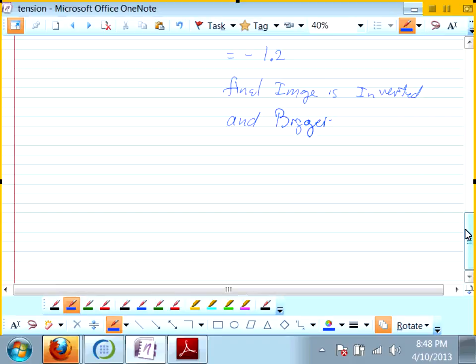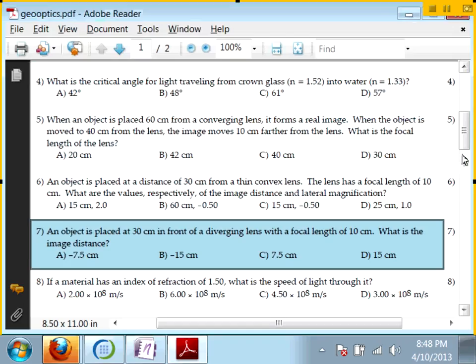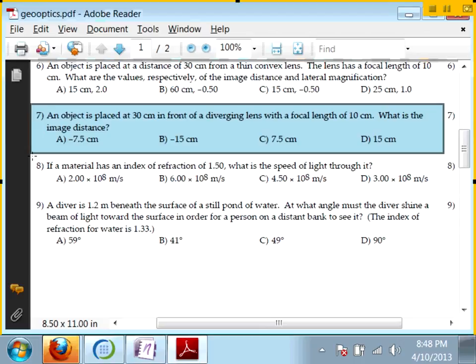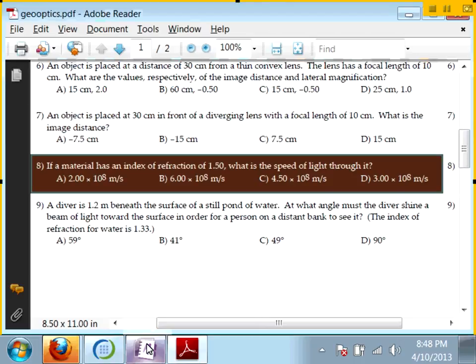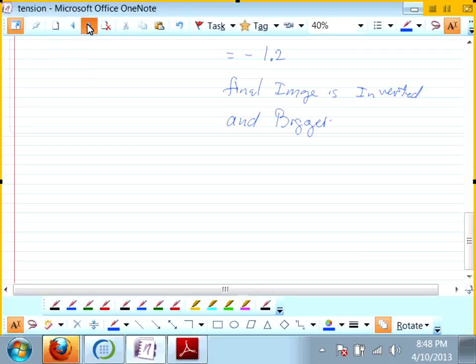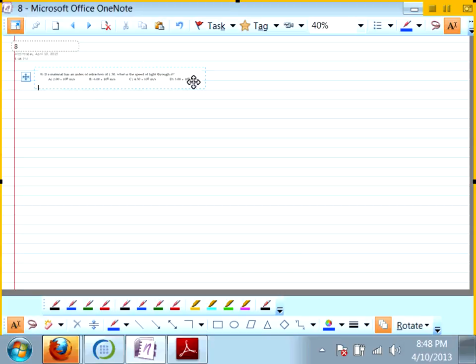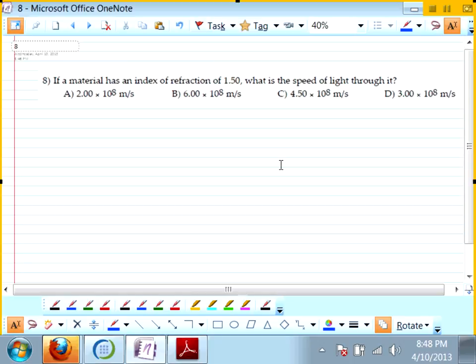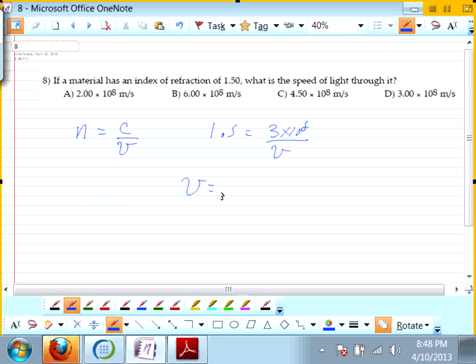All right, number 8 has to do with the speed of light. Is that obvious? Just making sure that you have connected index of refraction with the speed of light. Everybody's happy with number 8.